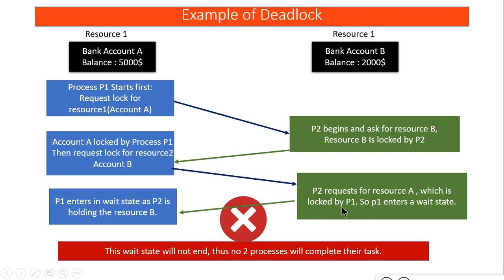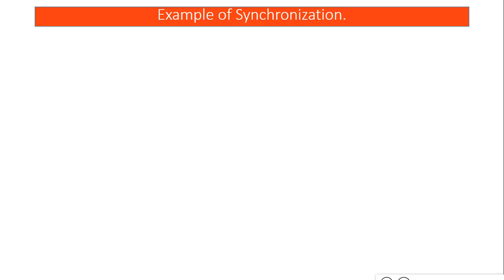Okay, so I hope you guys have understood the concept of deadlocks. Now let's see the working example of synchronization. I'll write a program in which I will create a bank account with a balance of, let's say, 5,000 or any amount in dollars. I will create two methods. One will be withdraw, another will be deposit. Both these methods will be synchronized.